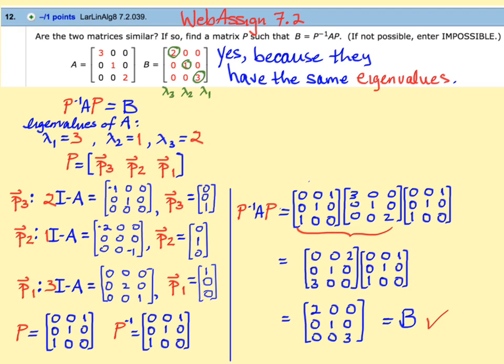So the key was to remember that when you line up the eigenvectors in the matrix P, the order is going to be the same as the order of the corresponding eigenvalues in the resulting matrix B.